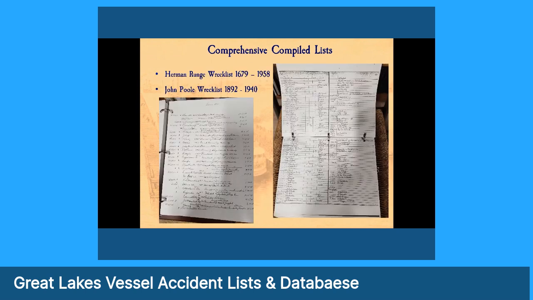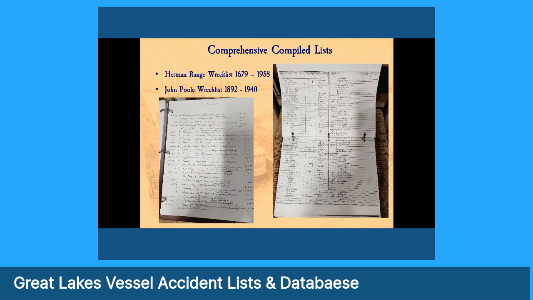Next, we have two really important comprehensive compiled lists that I collected over many years. They're very important lists. They are not going into the database yet because they're just massive. The biggest one and probably the most famous is the Herman Runge Wreck List. Runge was a maritime historian based in Milwaukee. He was born in 1875 and died in 1958.